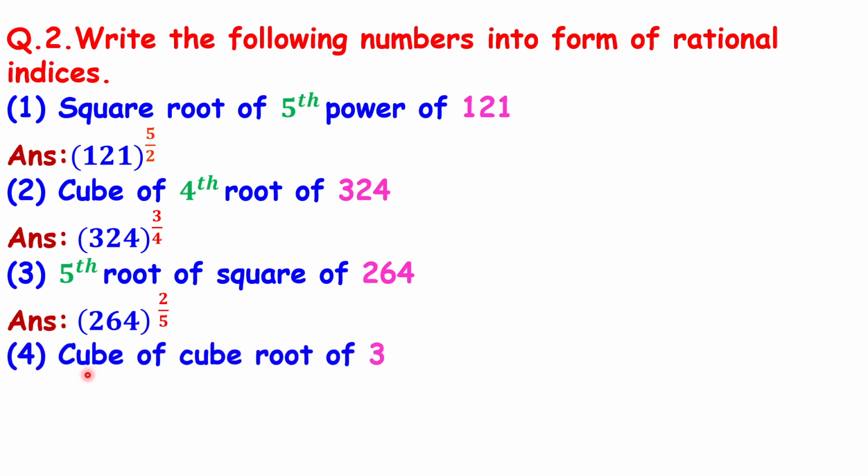Example 4. Cube of cube root of 3. Here 3 is the base. Which is the power? Cube means 3 is the power and cube root, root is also cube, that is 3. So answer is 3 raised to 3 upon 3. Here 3 is base, 3 also power and 3 also root.